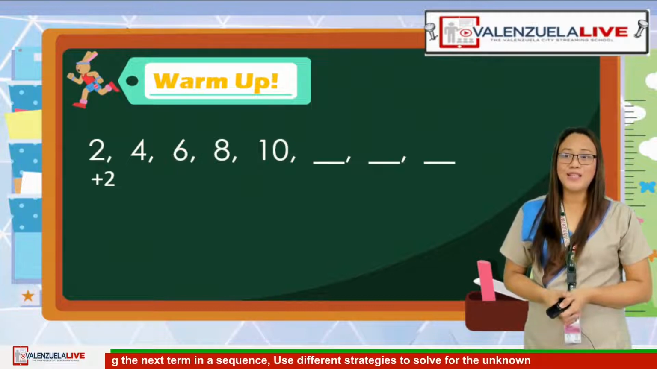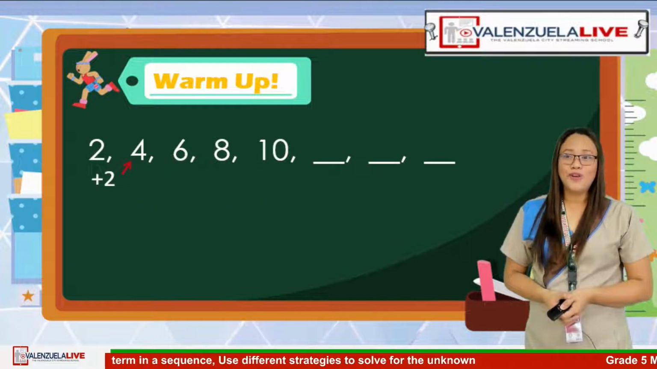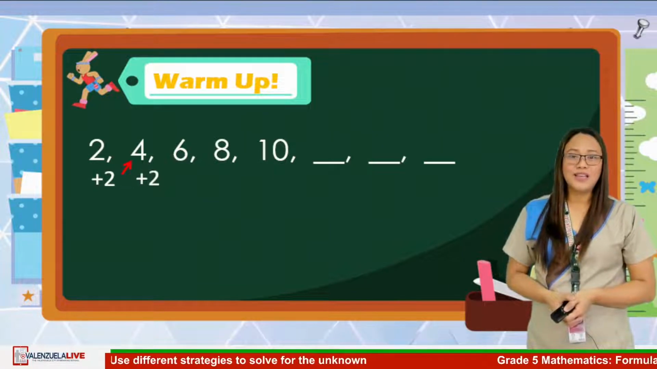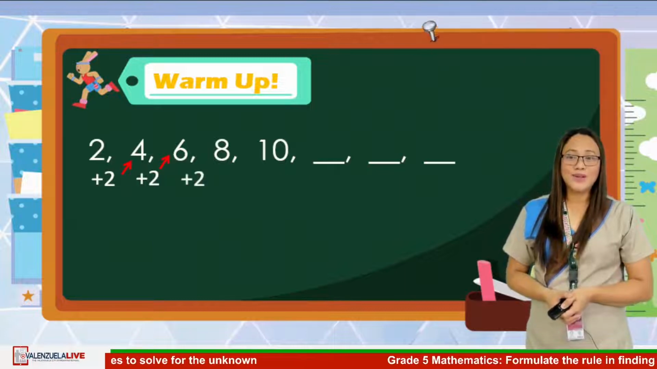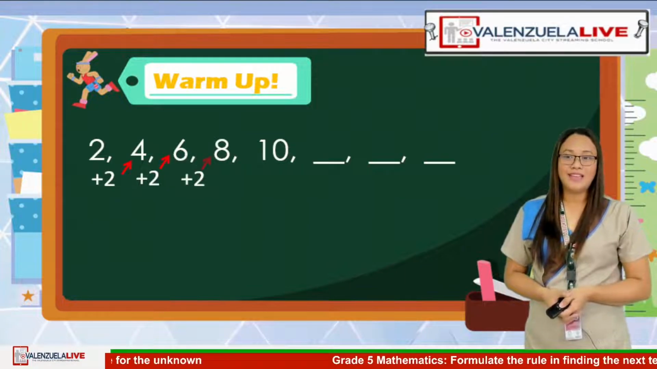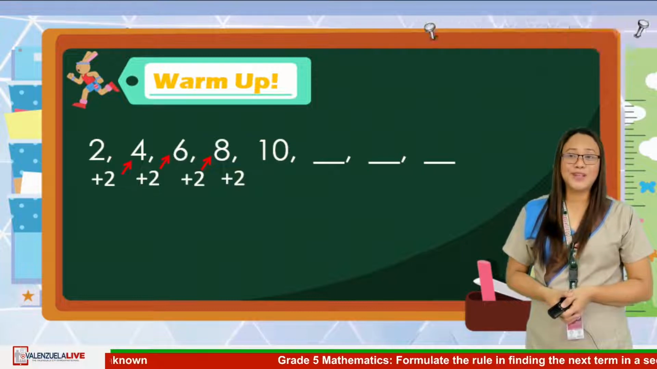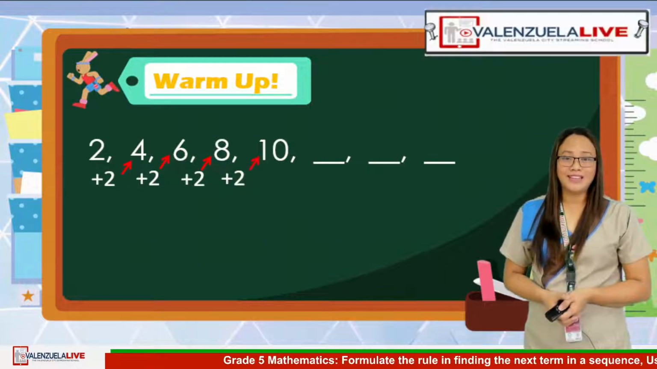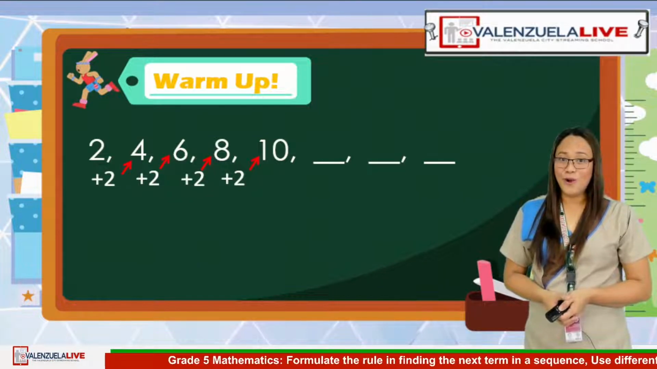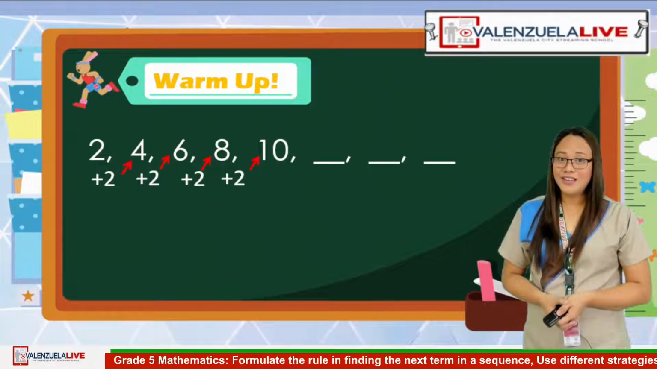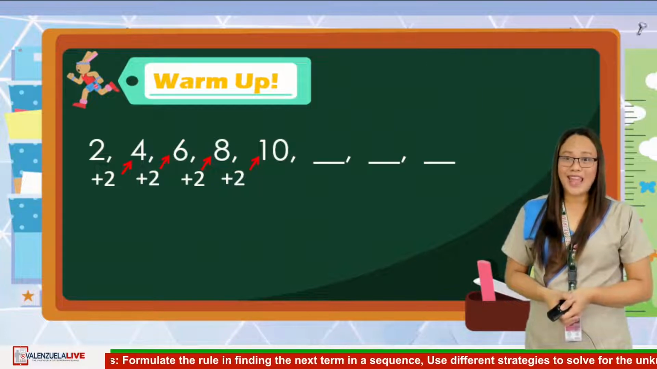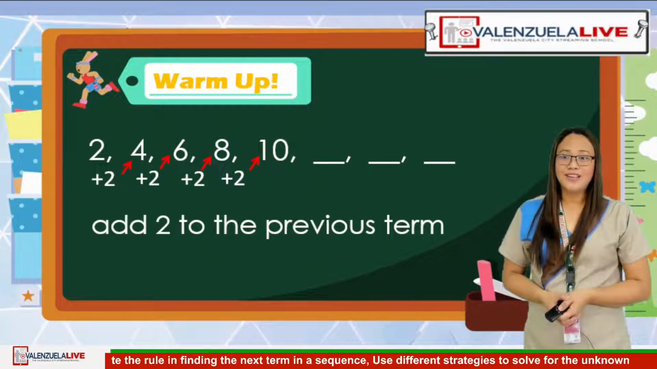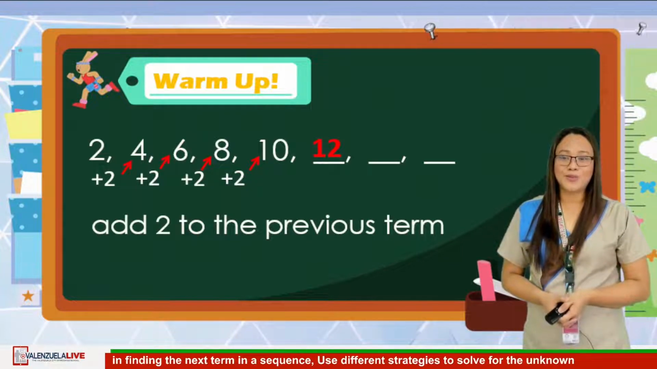So we have 2 plus 2 is equal to 4. Then we have 4 plus 2 is equal to 6. And we have 6 plus 2 is equal to 8. And 8 plus 2 is equal to 10. Now, do you know what's the next number? Well, that's great. We have to add 2 to 10. So 10 plus 2 is equal to 12.